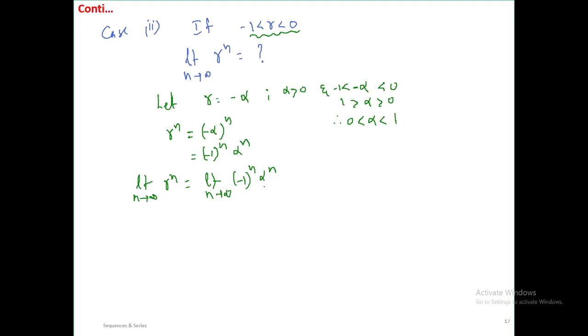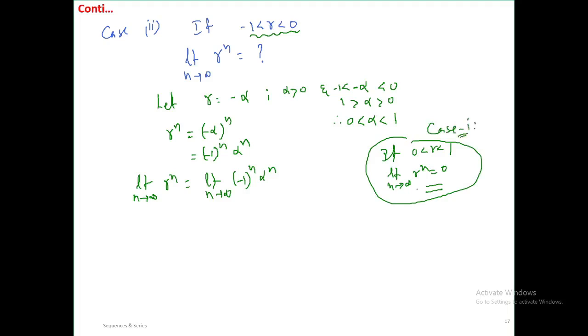So if alpha is from 0 to 1, if a number is lying from 0 to 1, look at case 1. What is the case 1? If 0 less than r less than 1, I proved that limit n tends to infinity, r power n value is 0. I proved. Look at once, case 1 calculations. This is case 1. So same thing here, limit n tends to infinity of minus 1 whole to the power of n, alpha power n. If minus 1 whole to the power of n is absent, then clearly it will be 0 by case 1. But minus 1 whole to the power of n is disturbing.